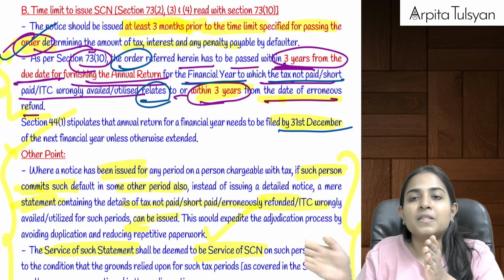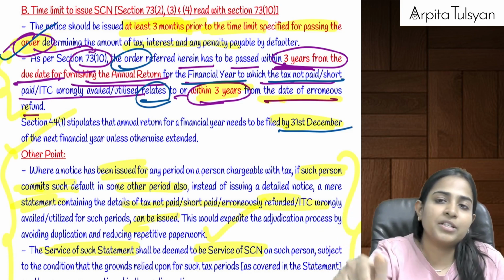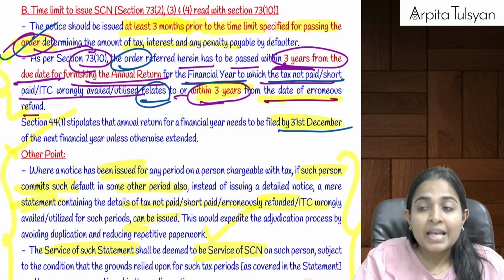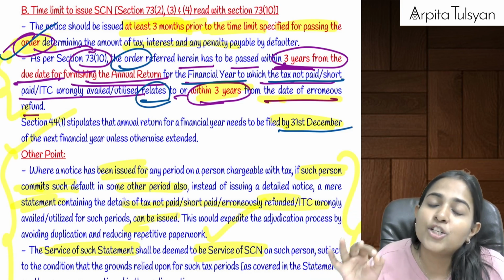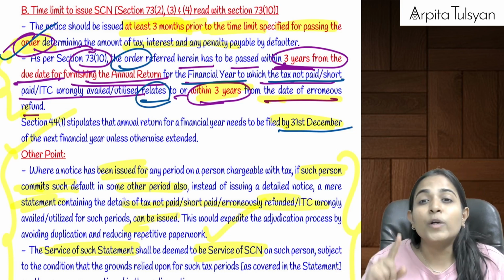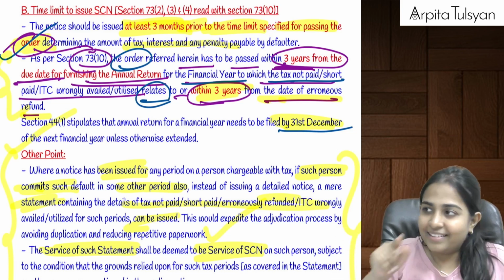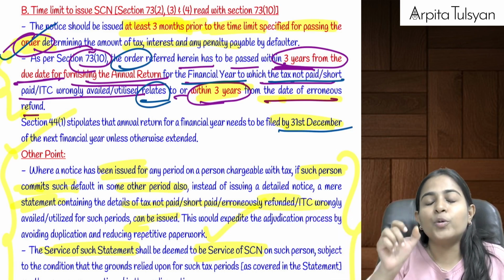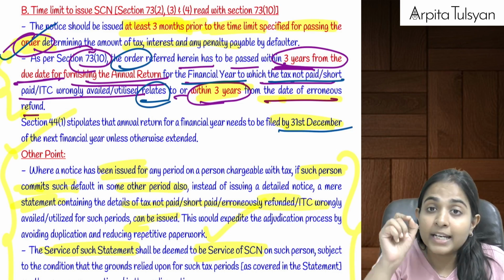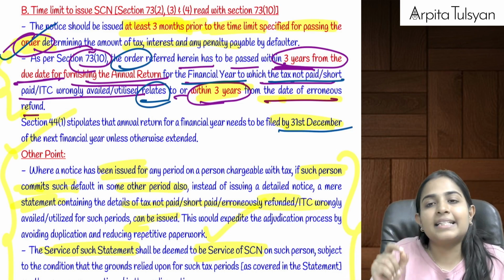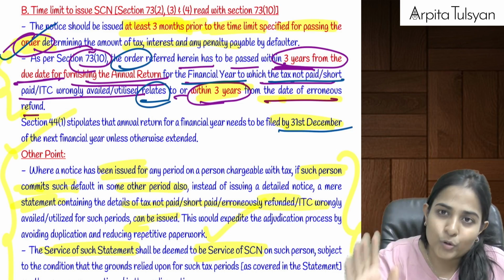Okay, 3 months prior to that, the show cause notice under section 73 should have been issued. So basically, the time limit for issuing the show cause notice is 2 years and 9 months, that is 3 years minus 3 months. So 2 years and 9 months from the due date of filing the annual return is the time period for issue of show cause notice.